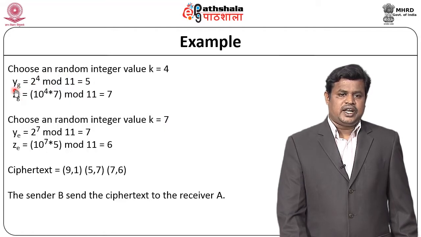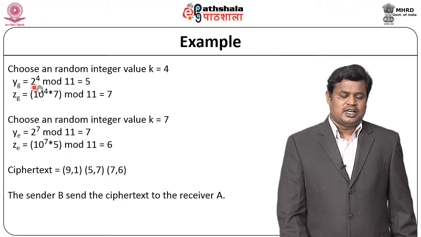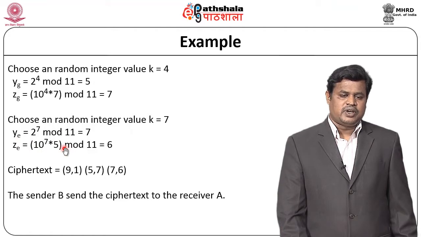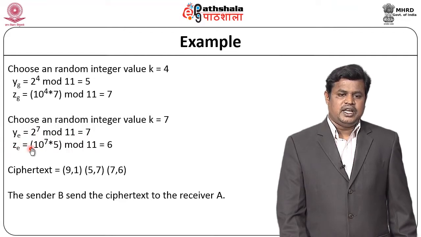Now we are generating the next C1 and C2, where 2 power 4 mod 11, with 2 being your generator, is equal to 5, and C2, that is your Z, is equal to 10 power 4 into the plain text G, 7, mod 11, which is 7. Similarly, it does the same for the third letter, E. So here Y E is equal to 2 power 7 mod 11, which is 7, and similarly Z E is 10 power 7 into 5 mod 11, which is equal to 6.